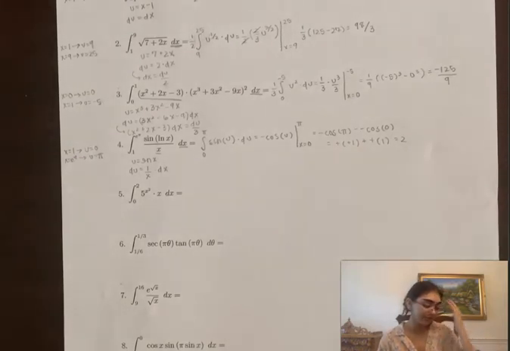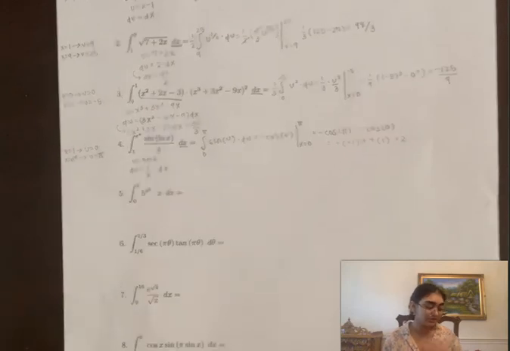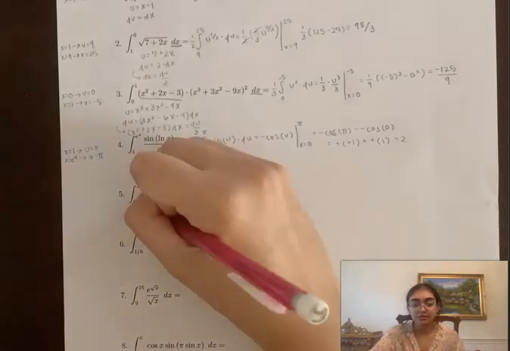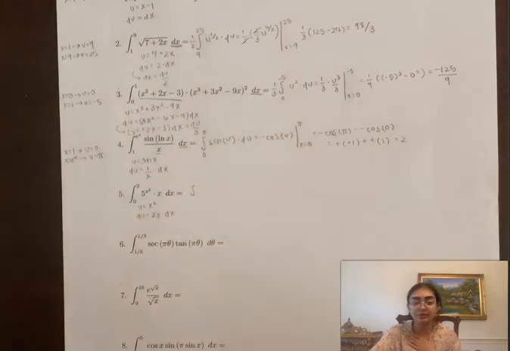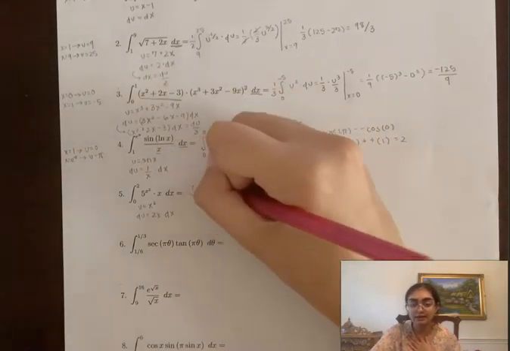Number 5, again, it might be a little tricky deciding whether to make 5x or x squared or 5 to the x squared our u. But we're actually going to go ahead and make x squared our u, because the derivative of x squared is 2x, and we actually have x already in the problem, right? So since the derivative of x squared is already in the problem, we're going to make x squared our u. So then our derivative, our du, is going to equal 2x times dx.